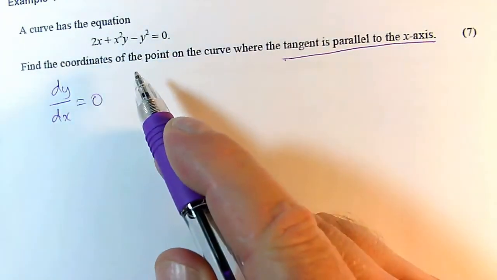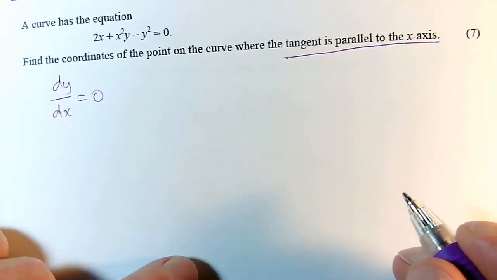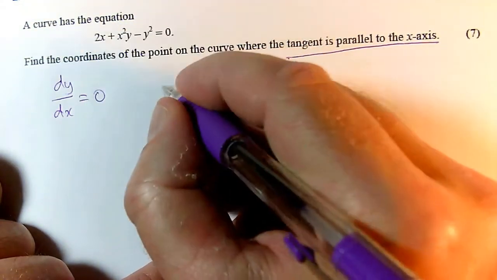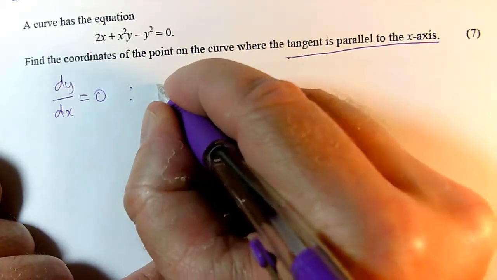Well, I haven't got y in terms of x, this is implicit differentiation. So I'm going to differentiate every term with respect to x. So, differentiating the first term, the 2x, that's going to differentiate to 2.